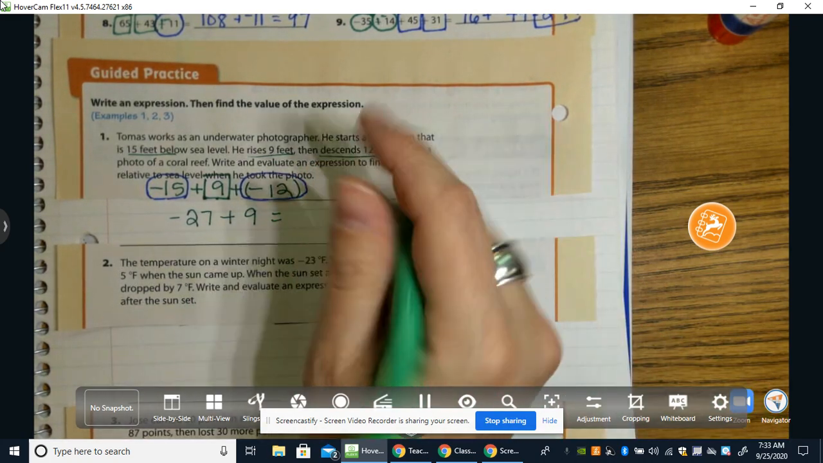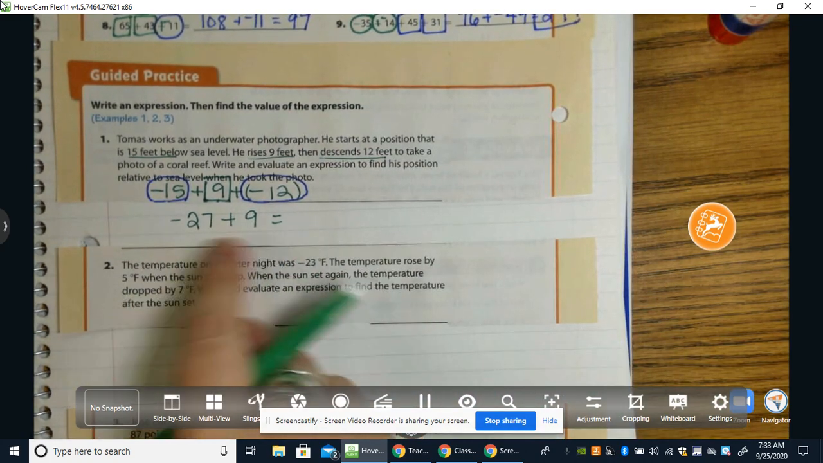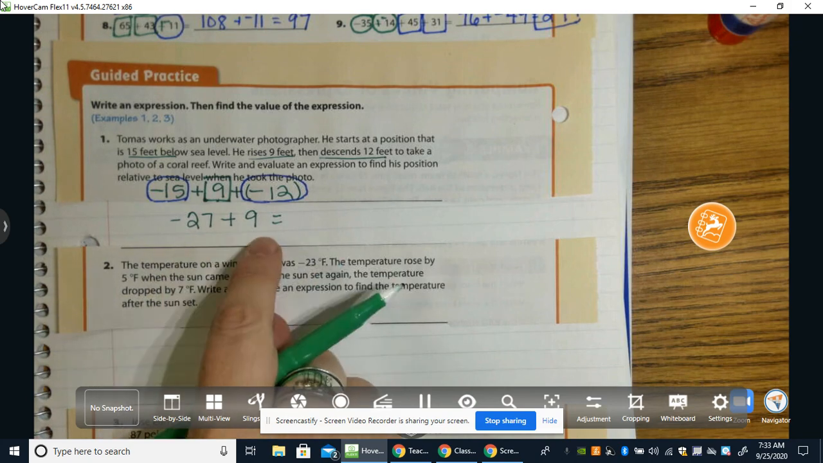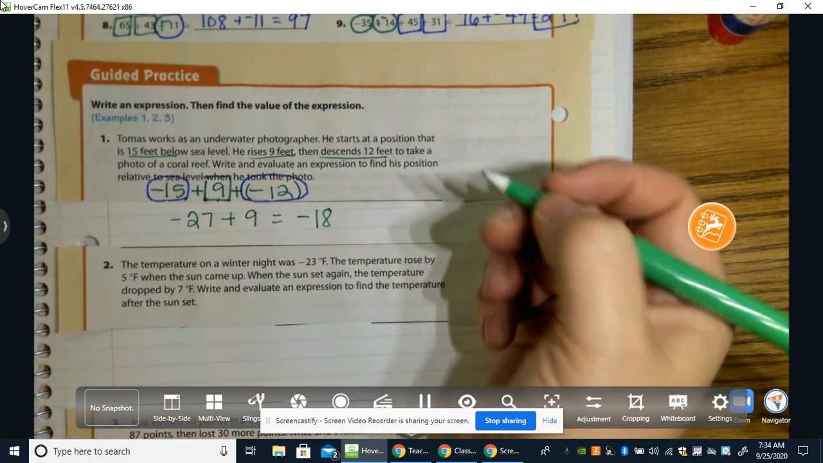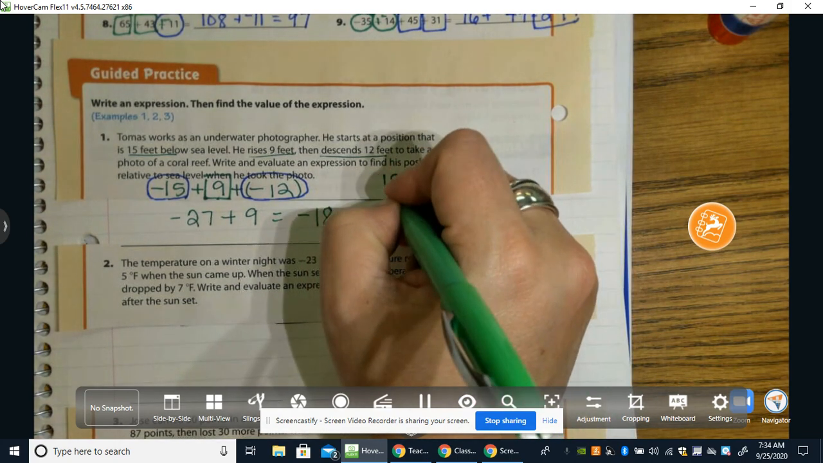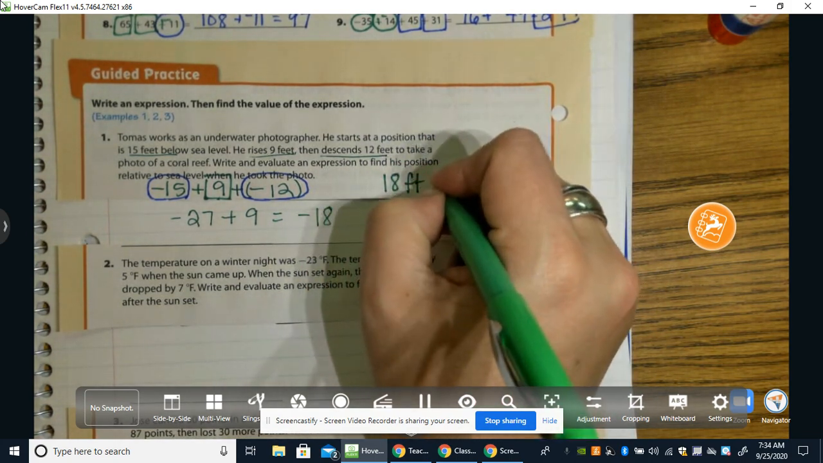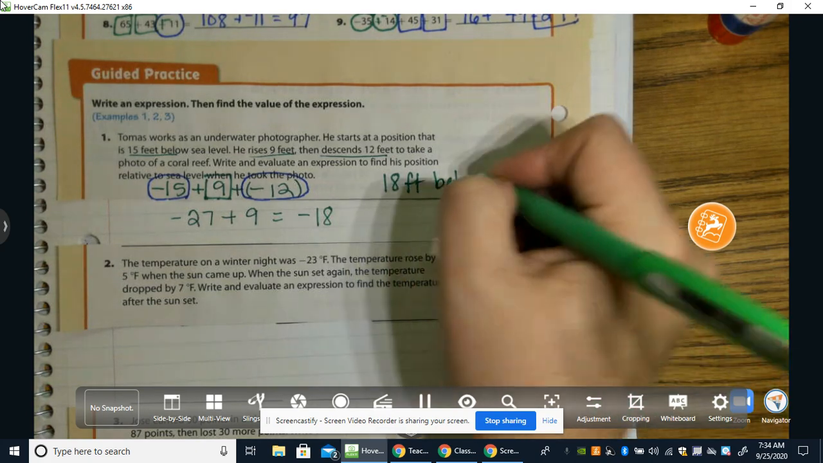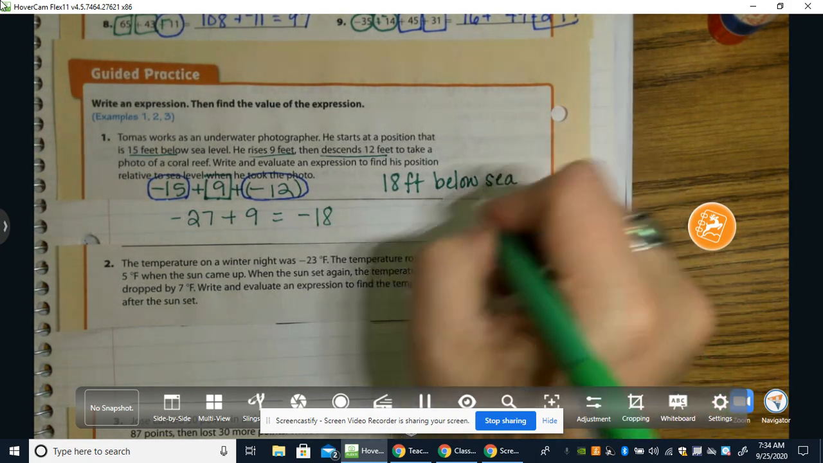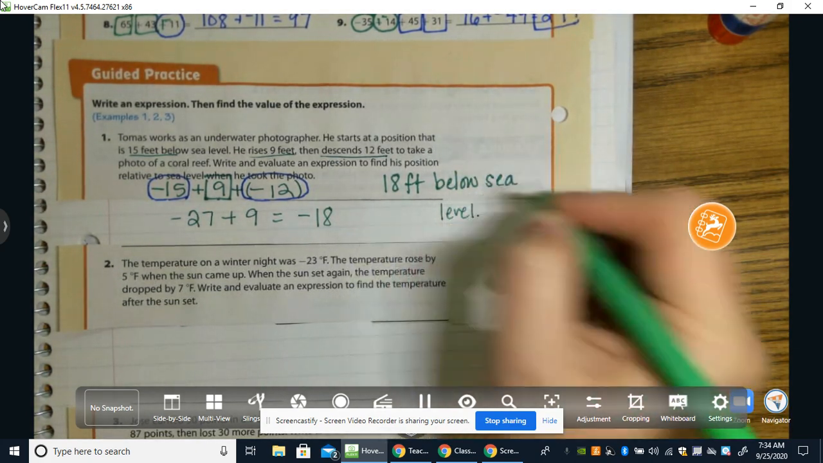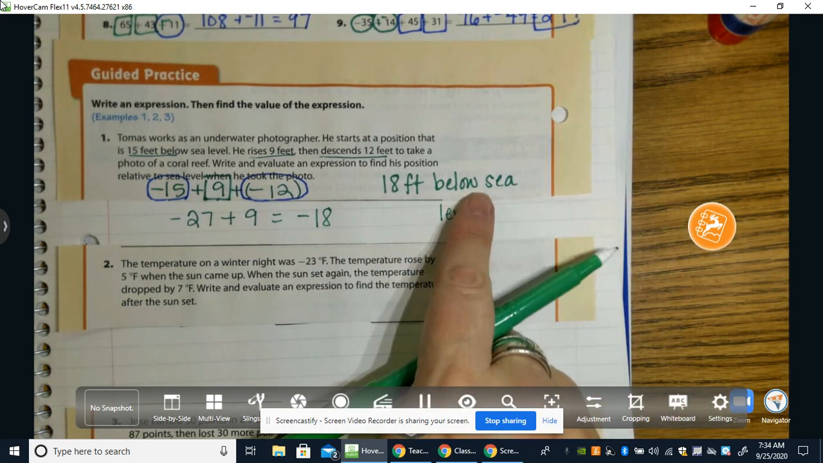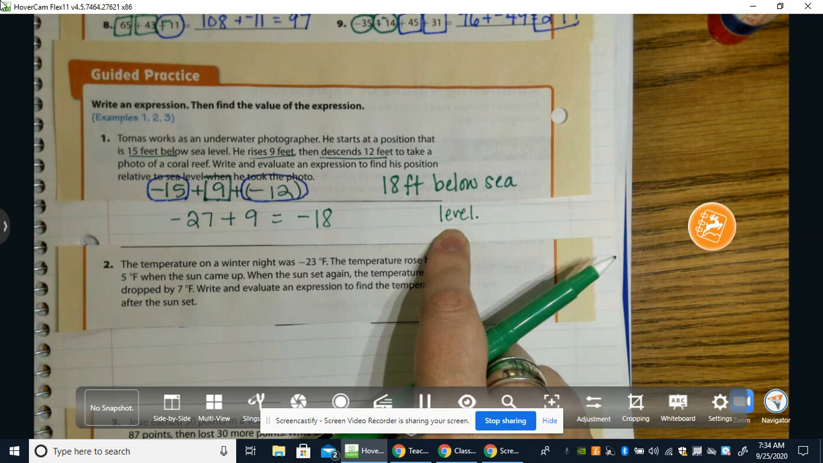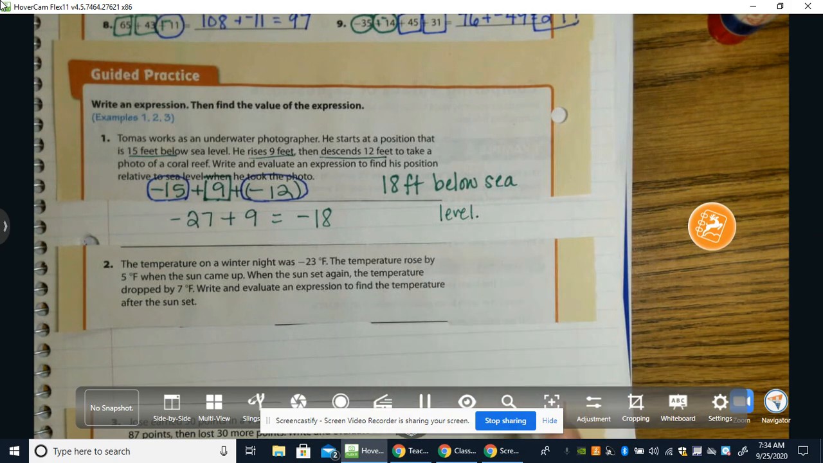So that would be negative 27 plus 9. They're different signs, so we subtract. 27 minus 9 gives me 18, and it would be negative 18. So he would be 18 feet below sea level. You do not have to put negative 18 feet below sea level, because putting below sea level tells you that it's going to be a negative number.